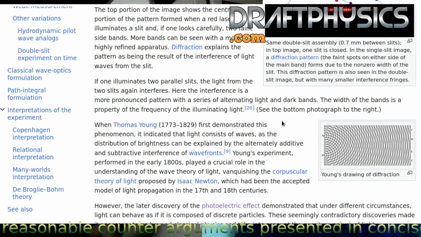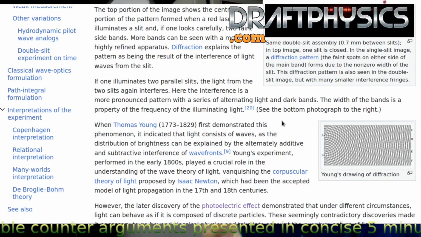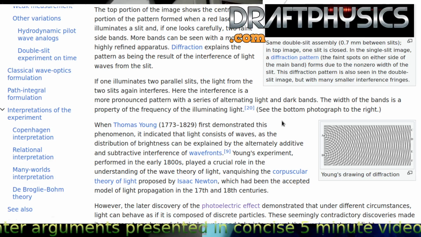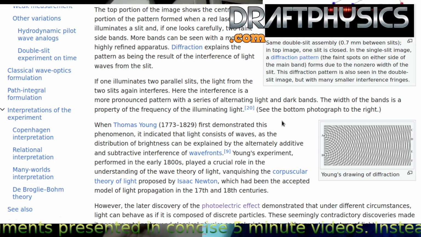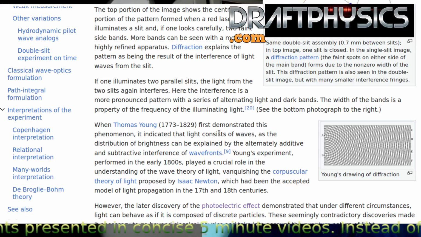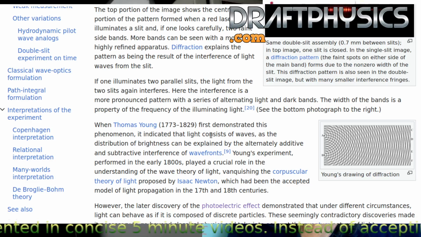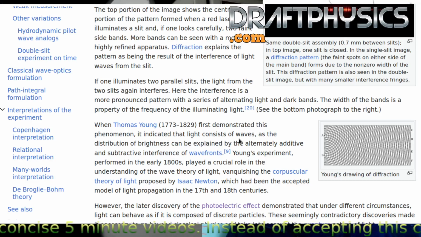So in spite of the math being wrong, in spite of the drawings being wrong, in spite of the fact that the truth tells you that the two patterns, the single slit and the double slit, are completely different, in spite of all those facts, they just talk this superficial rubbish. All right. When Thomas Young first demonstrated this phenomenon, it indicated that light consists of waves.